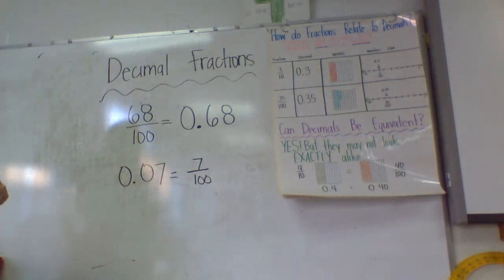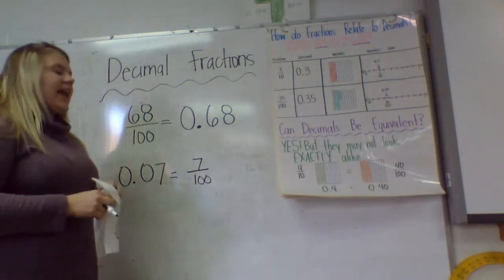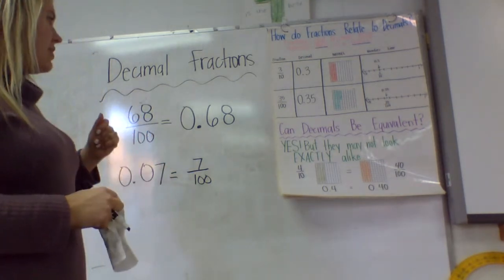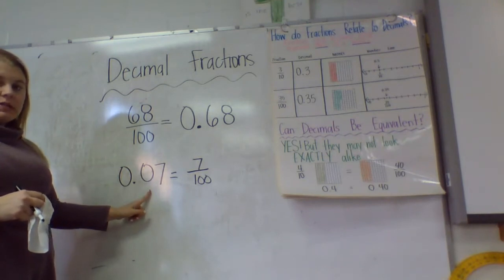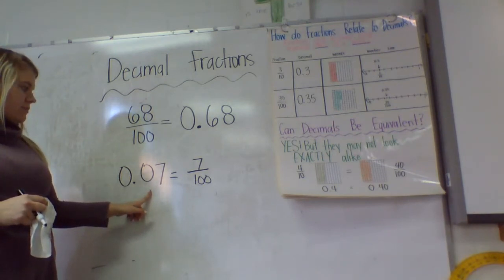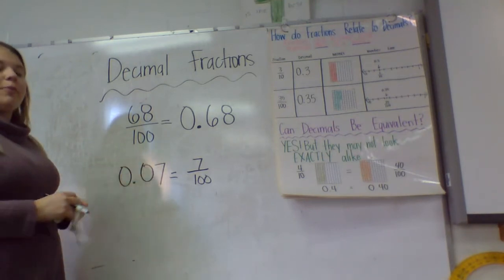So when we write decimal fractions, once you get the hang of it, it'll be super fast. You've just got to think and remember, ones like these will be the ones that get tricky. You've got to make sure you remember your place value.